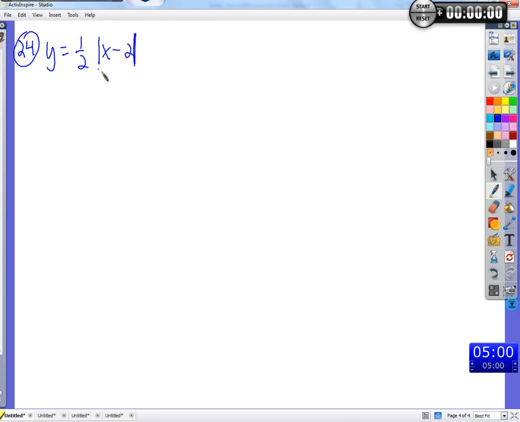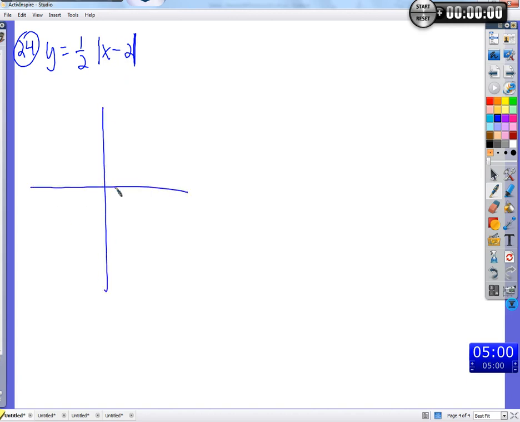Okay. Remember that this is the main body of our function, taking the absolute value. When we take the absolute value, that's the output, right? Normally that would be for every one you go over, you move up one. You go over one, you go up one, over one, up one. But now we're multiplying that output by one half. The outputs are now half as much as they would be otherwise. So now you move over one, you move up one half, not one.